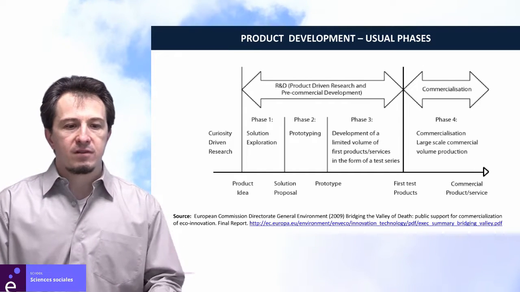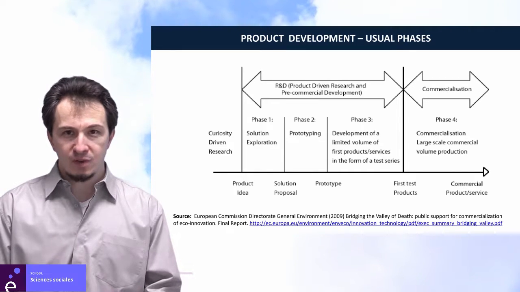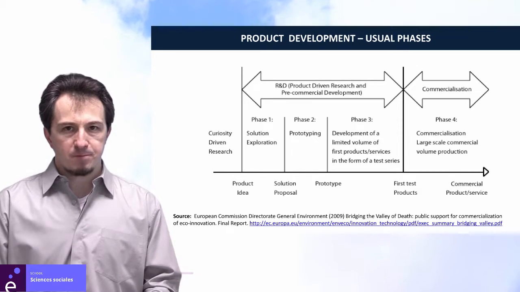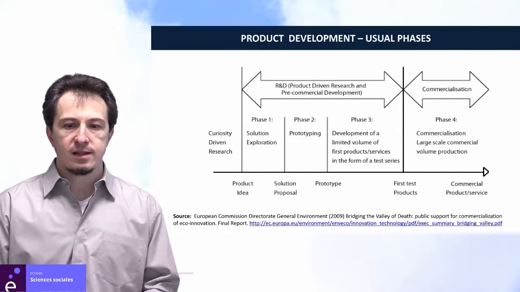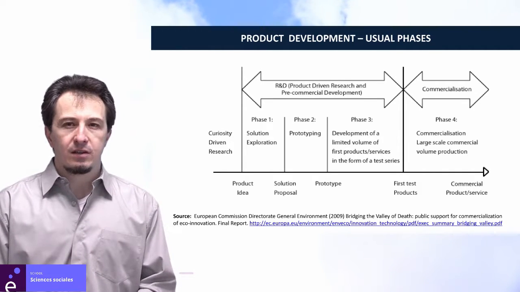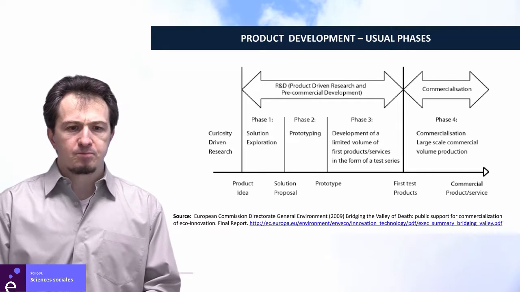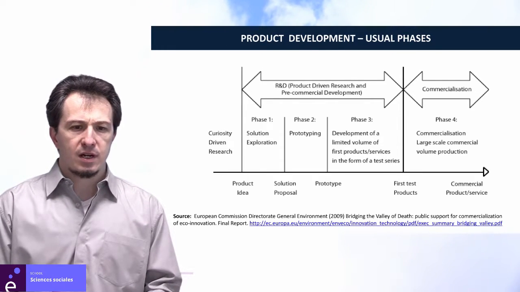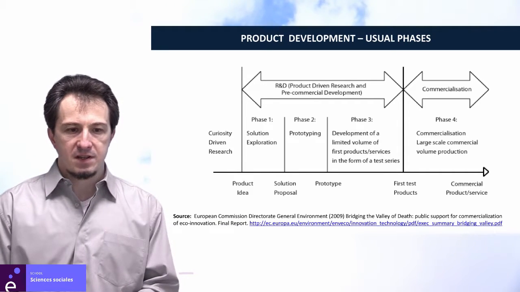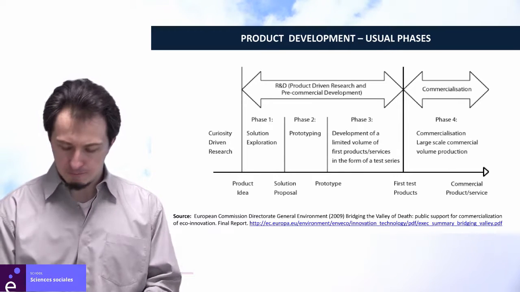After that, you have a product idea, and then a solution proposal, and then you develop a prototype, and then first tests with the first version of the product, and then the commercial product or service. That is the one that you can put on the market after you tested it. So you see the pre-commercialization and commercialization stages with different phases in them. These ones take a lot of investment.